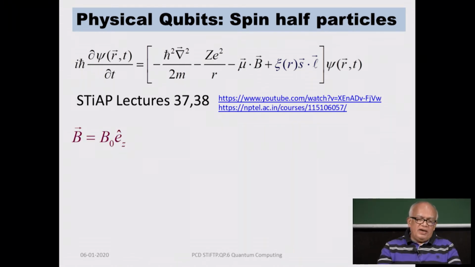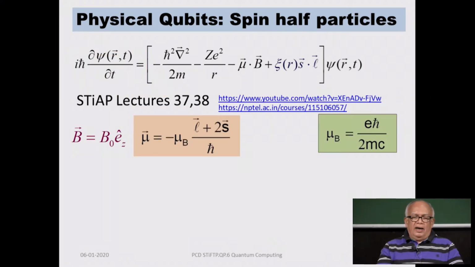So here you have a magnetic field which is a constant magnetic field along some direction. We will call this the z direction. And the magnetic moment is proportional to the angular momentum. The proportionality involves what is called a Bohr magneton. I have defined the Bohr magneton over here, and some of these details you will find in the earlier lectures, or of course you will get it from just about any book on elementary quantum mechanics or atomic physics.